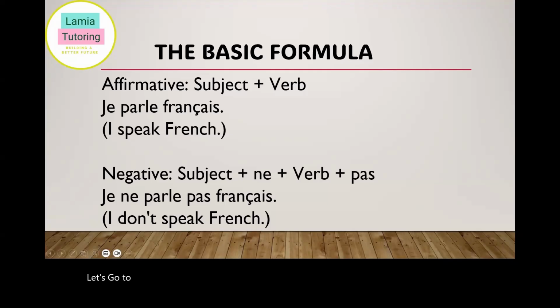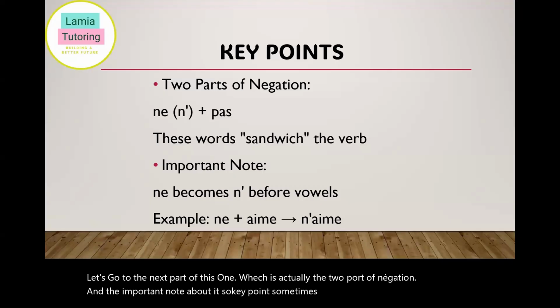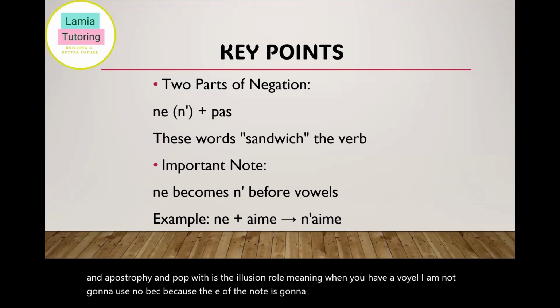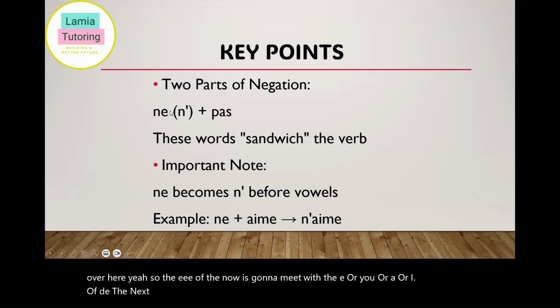The next part of this one, which is actually the two parts of negation and the important note about it. So key points. Sometimes you have ne pas, sometimes you have an apostrophe and pas, which is the illusion rule, meaning when you have a voyelle, I'm not gonna use ne because the E of the ne is gonna meet, sorry, I'm trying to put my mouse over here. So the E of the ne is gonna meet with the E or U or A or O or I of the next verb.